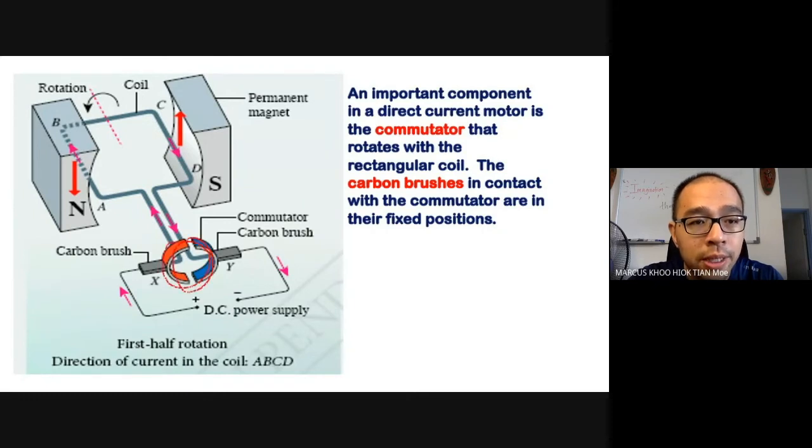These two parts, if we look, actually are not connected at all. The commutators are not touching one another. But technically, if you follow the path of the current, it is like this. These two are actually not touching one another at all. Now this thing rotates, the commutator rotates with the rectangular coil. And the carbon brushes are in contact with the commutator in their fixed positions.